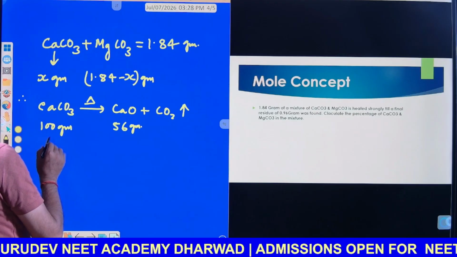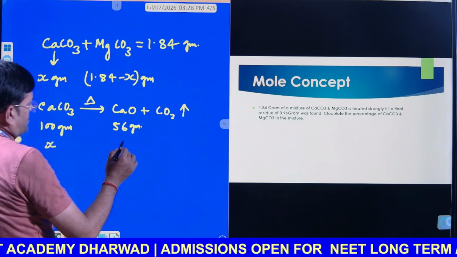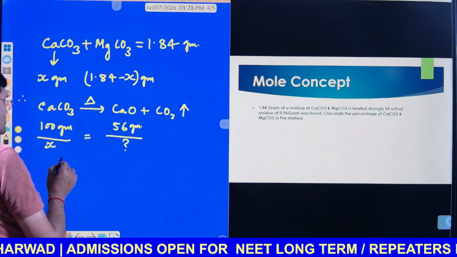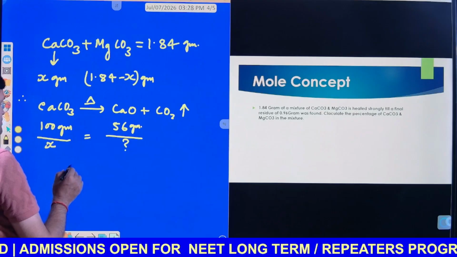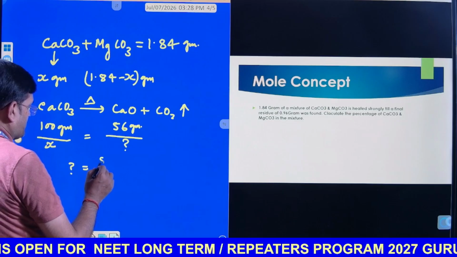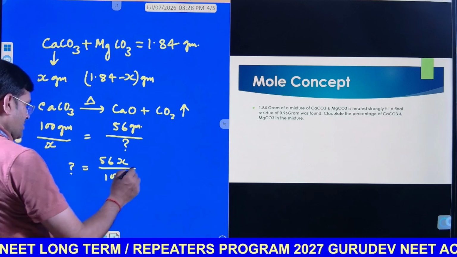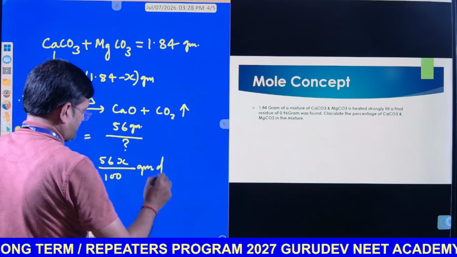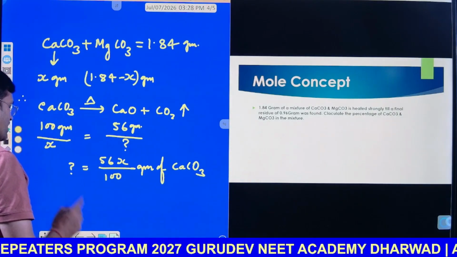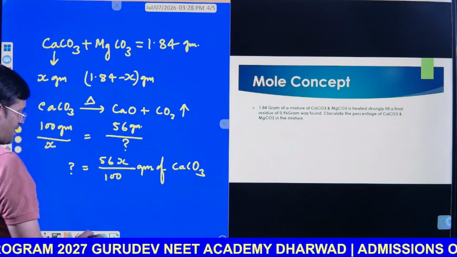So as per the question, x gram will give how much? This divided by this is equal to this divided by this. So the question mark is equal to 56x divided by 100 gram of calcium oxide. Now we have to find by the same way the solid mass of magnesium oxide by heating.